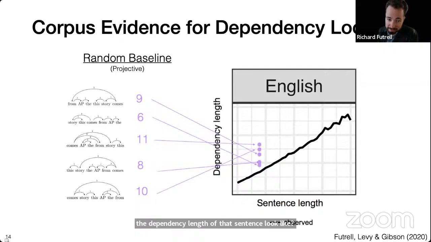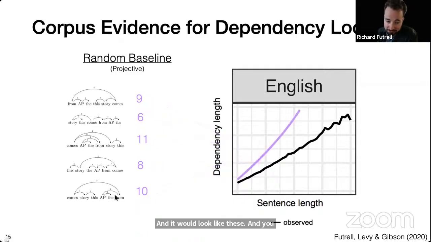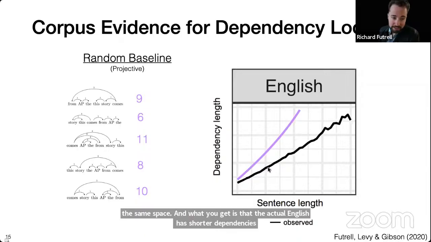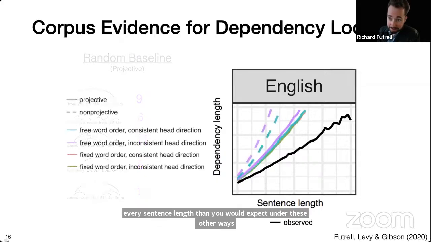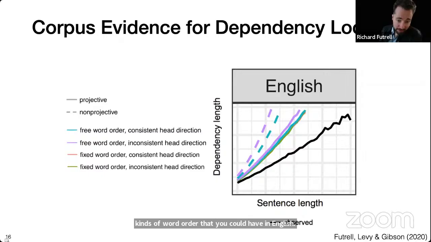And you can plot that in the same space. What you get is that the actual English has shorter dependencies for every sentence length than you would expect under these other kinds of word order that you could have in English. And you can keep playing this game and come up with lots of different baselines that reflect different independently motivated constraints that you might expect to exist on grammars.